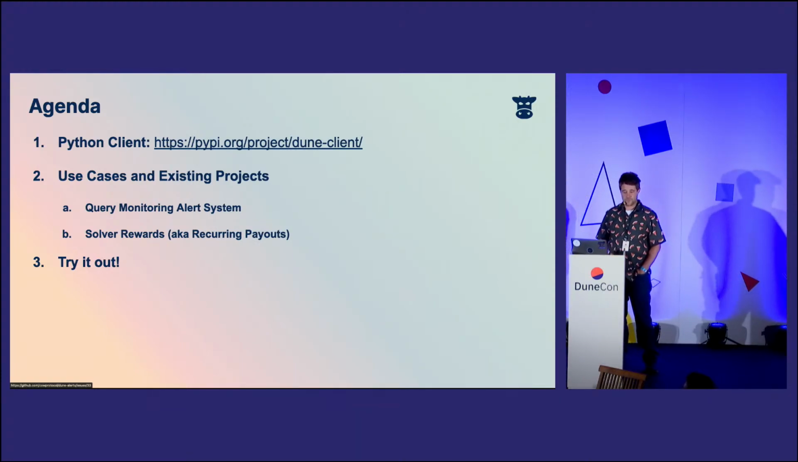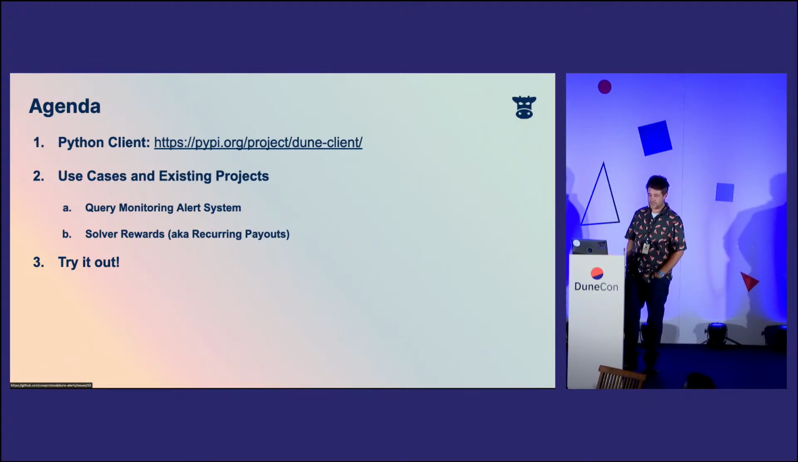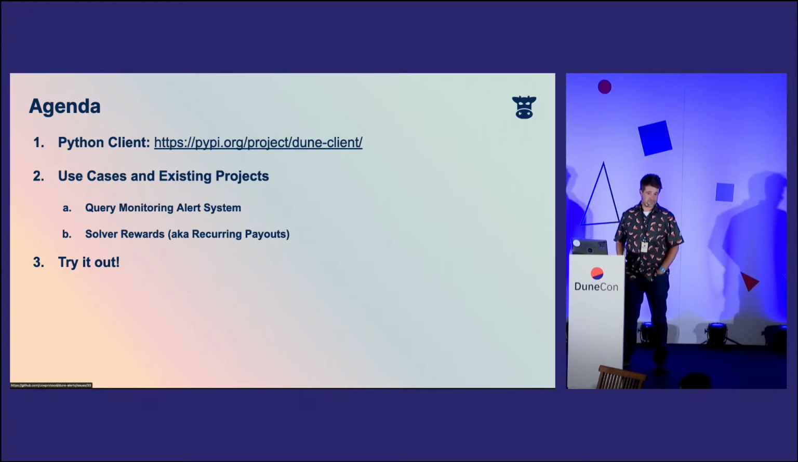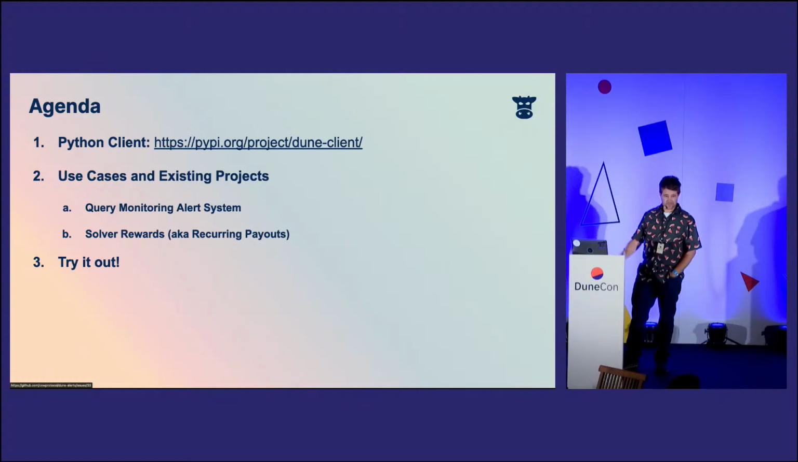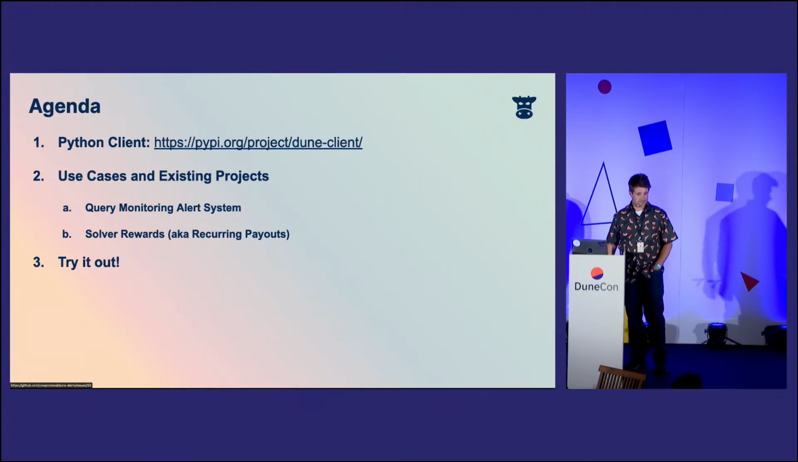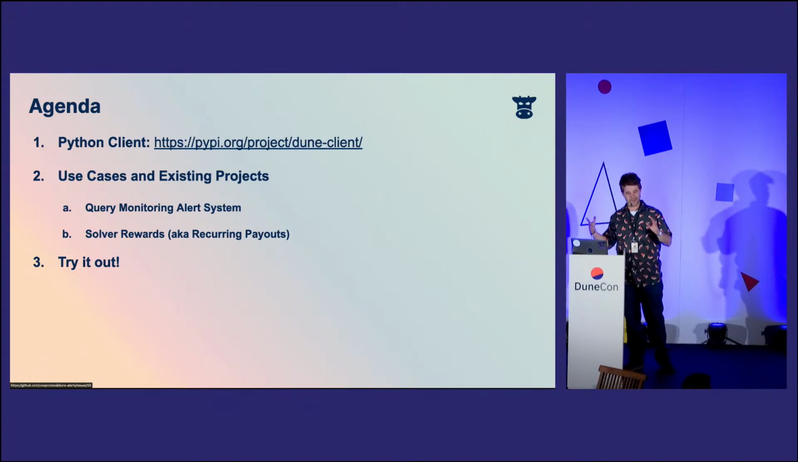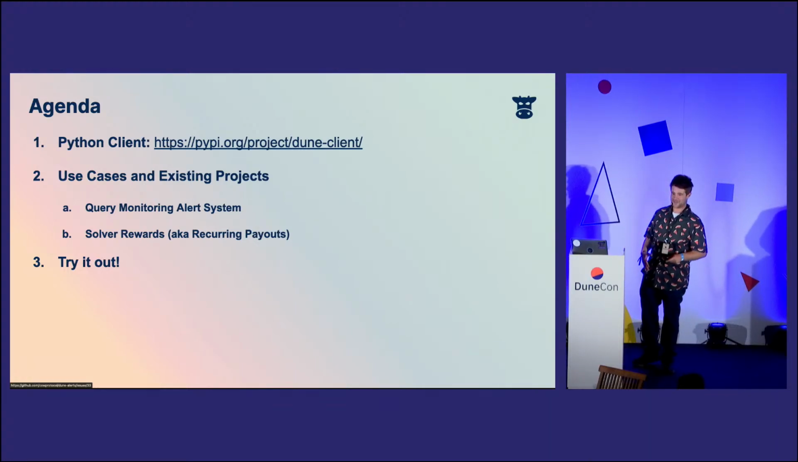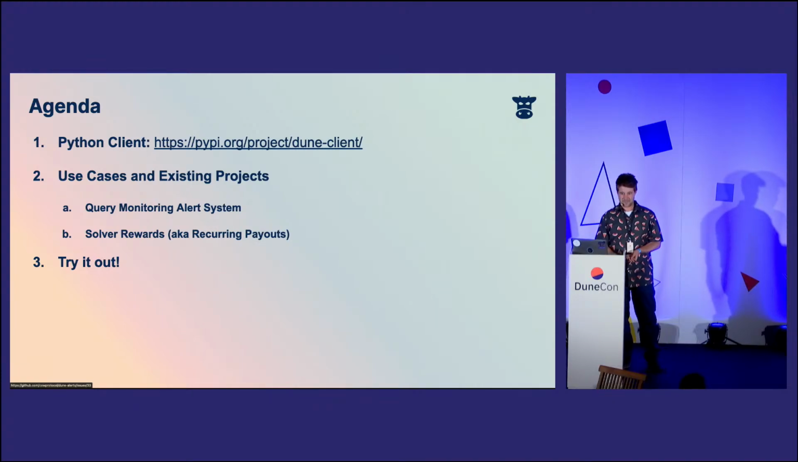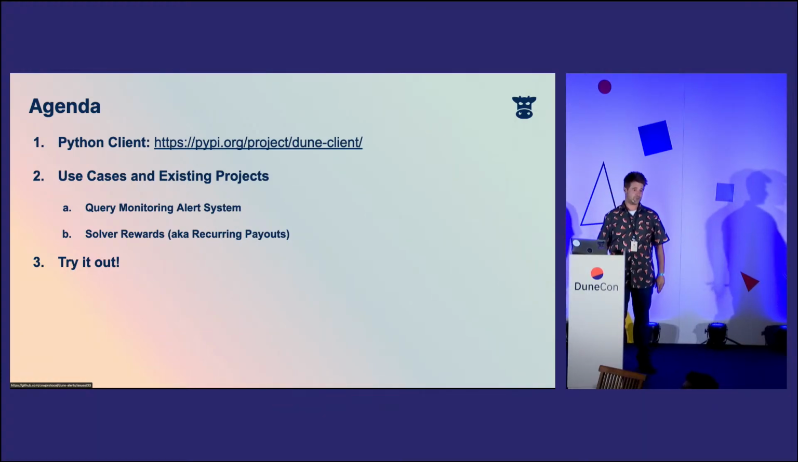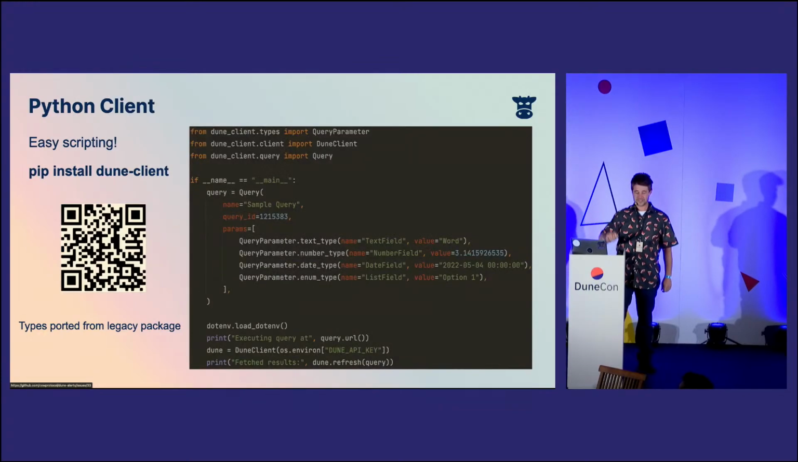We're going to look at a few use cases and existing projects that we use in our regular, everyday services at Cal Protocol, specifically a query monitoring alert system and something else called solver rewards. Just a heads up, the solver rewards has not yet been ported to the new Dune API, although it will be very soon. This is just another example of existing projects that are live in production and help make our lives easier at Cal Protocol. And finally, step 3, we'll have an opportunity to try it out. So let's get right in there.